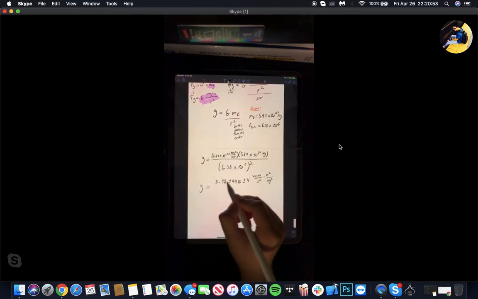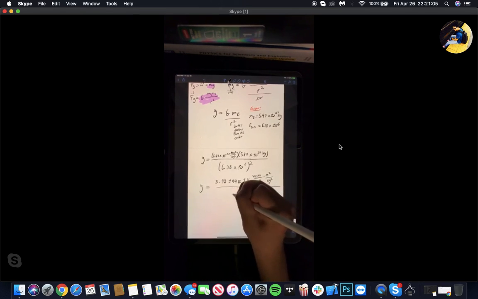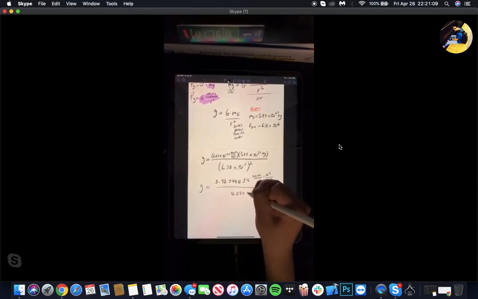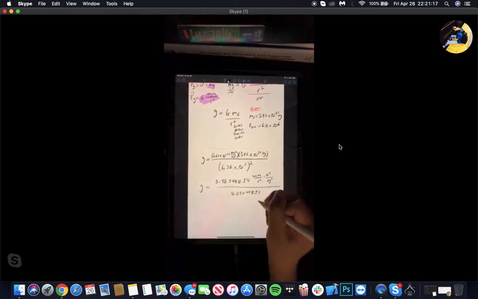All right. And now, so we keep the units, squared. And this equals 4.07044 E13. And this is kilograms. Is it? No, this is just a number.